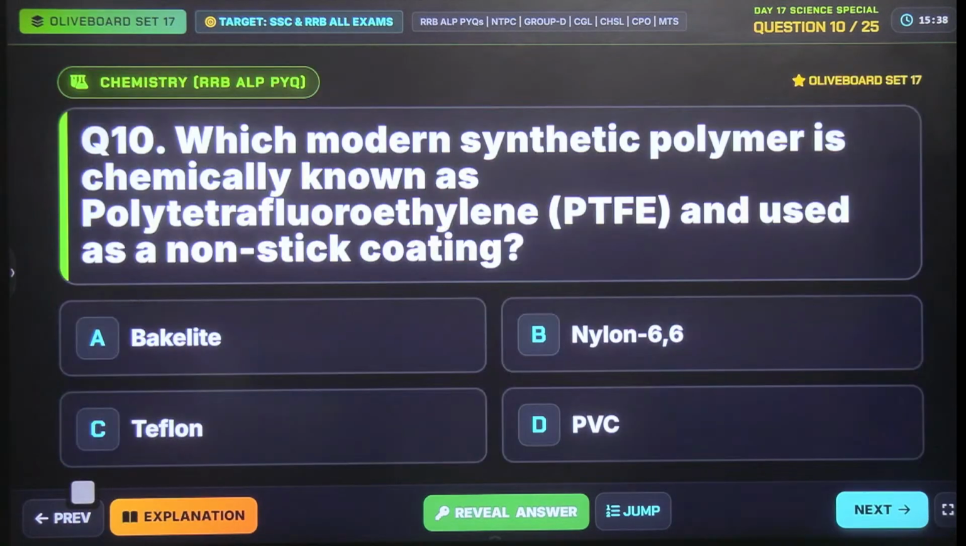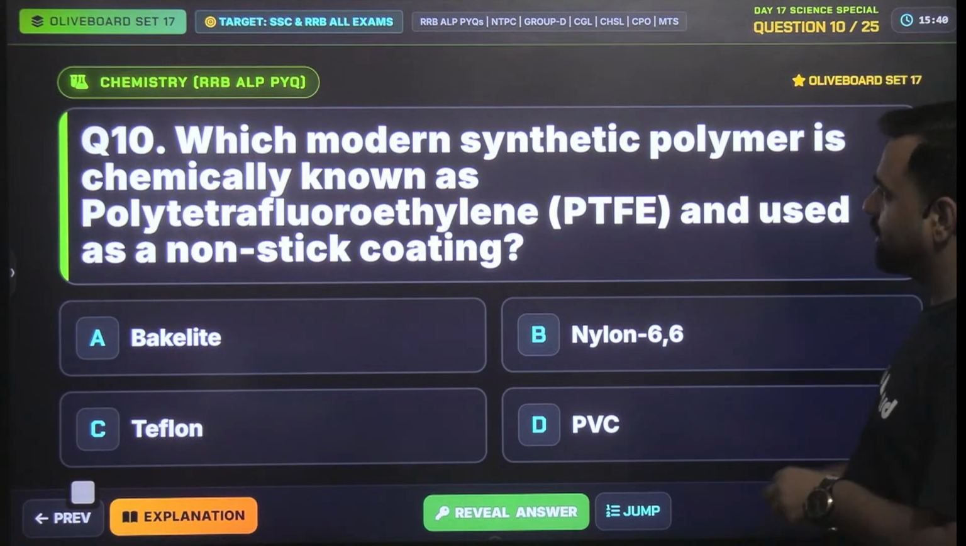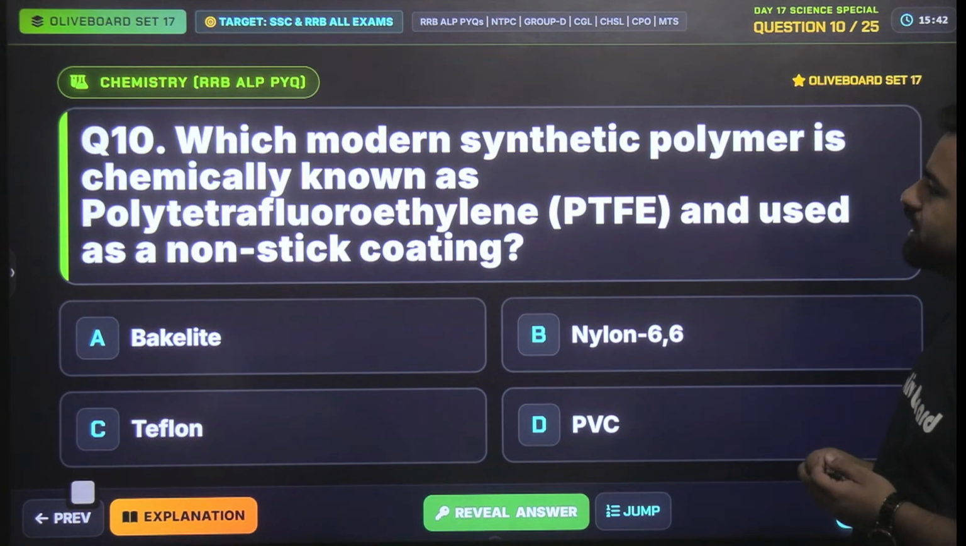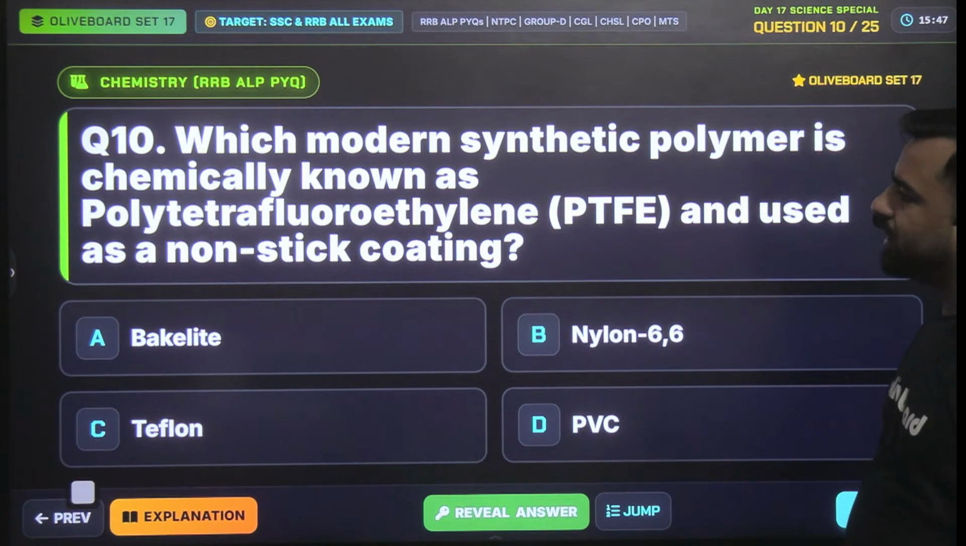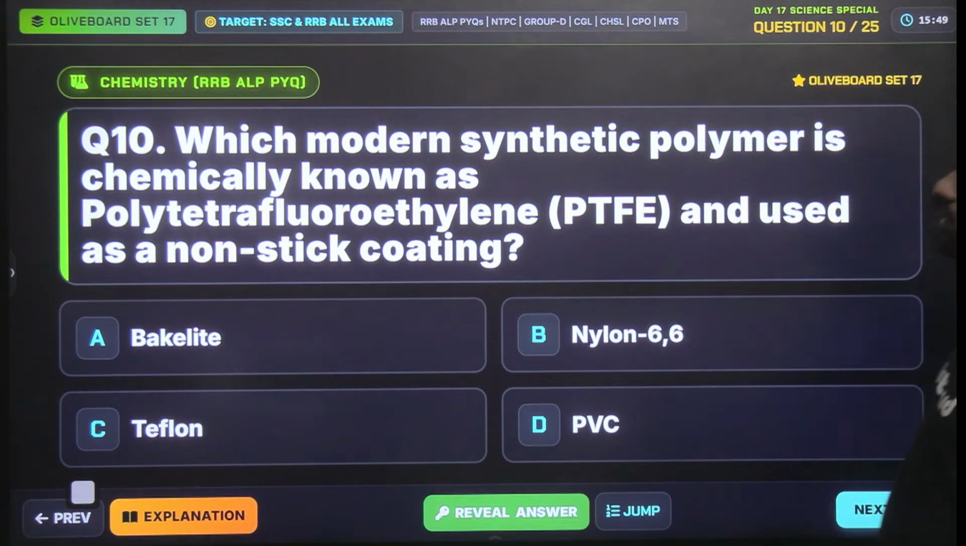Next. Which modern synthetic polymer is chemically known as PTFE, that is polytetrafluoroethylene, and is used as a non-stick coating? Bakelite, nylon 66, Teflon, or PVC?